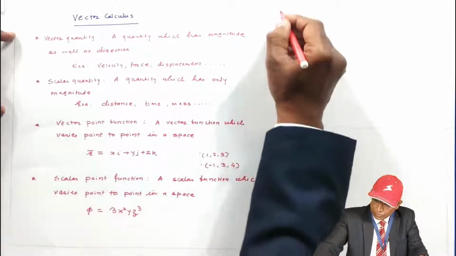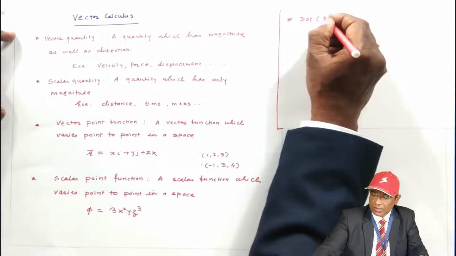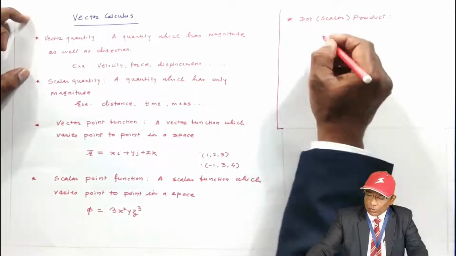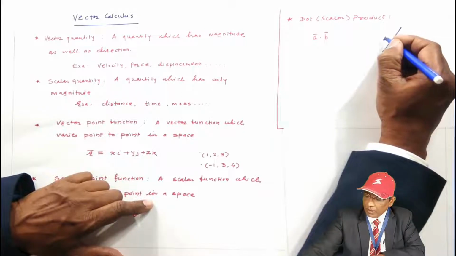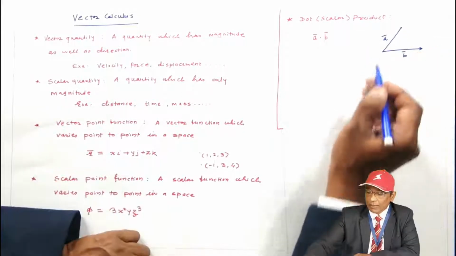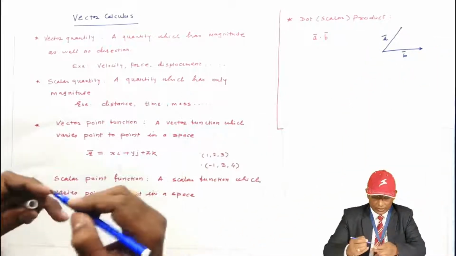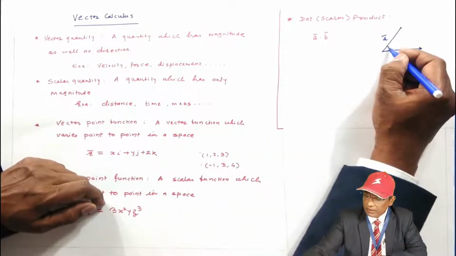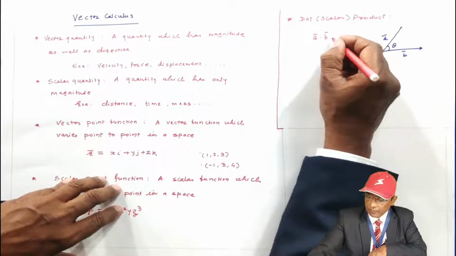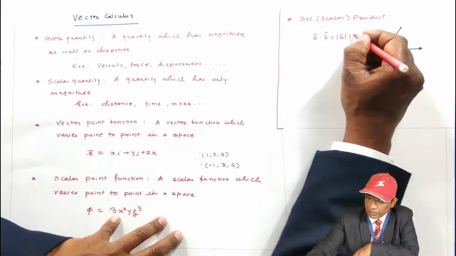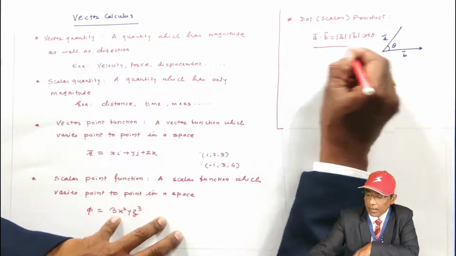Now, coming to the dot product, or you can call it the scalar product also. Dot product of two vectors, a bar and b bar. This is a bar and this vector is b bar. This theta is the angle between these two vectors. Then a bar dot b bar is the magnitude of a bar, times the magnitude of the vector b bar, times the cosine of the angle between the two vectors.